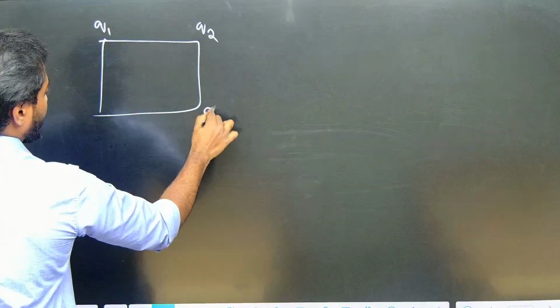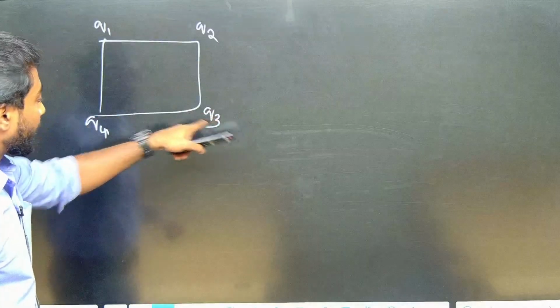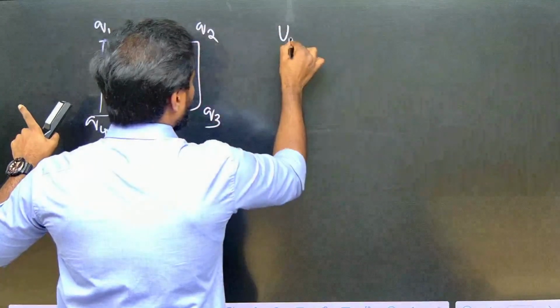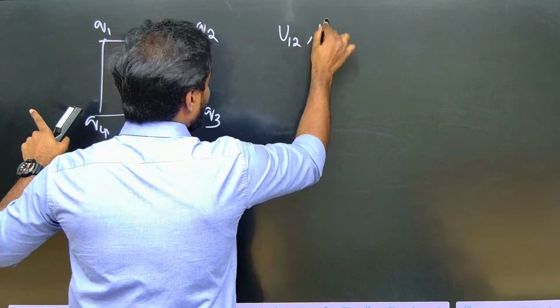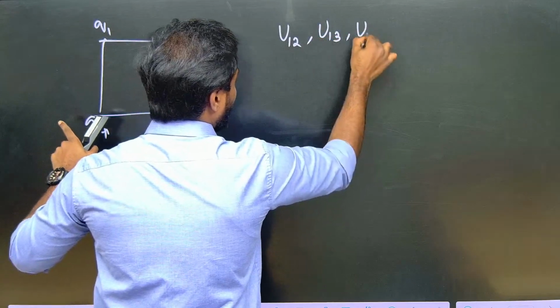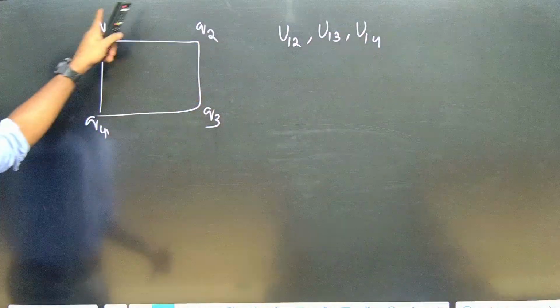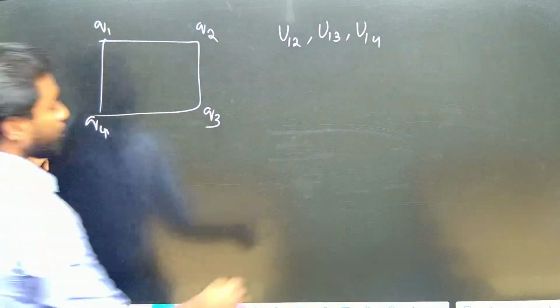Suppose a square has been given, so four corners Q1, Q2, Q3 and Q4. How are we going to analyze this? Q1 will be acting on Q2, Q3 and Q4, so U12, U13, U14. Q2 will be acting on 1, 3 and 4.